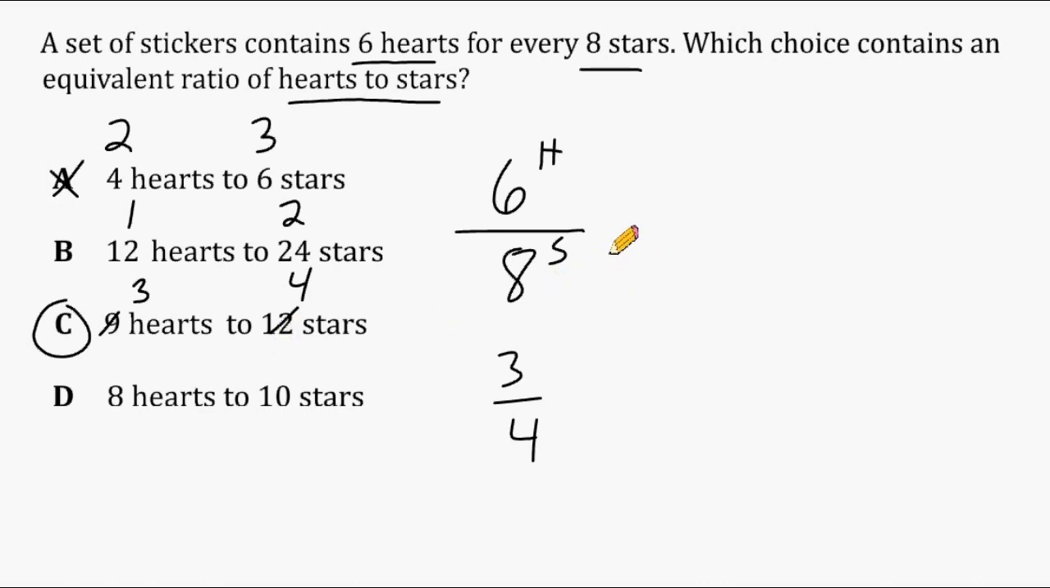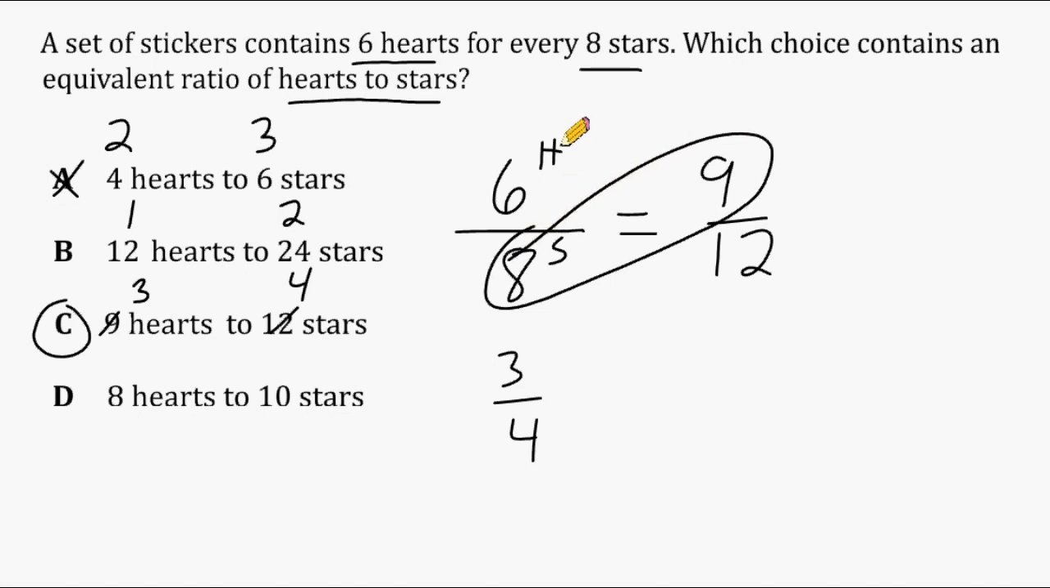Now, just to take it a step further, let's make an equivalent ratio statement. Let's say that 6 to 8 is equivalent to 9 to 12, and then cross multiply just to see if we come up with the same answer. Well, 8 times 9 is 72, and 6 times 12 is also 72, verifying our results. All right, let's go on to another example.